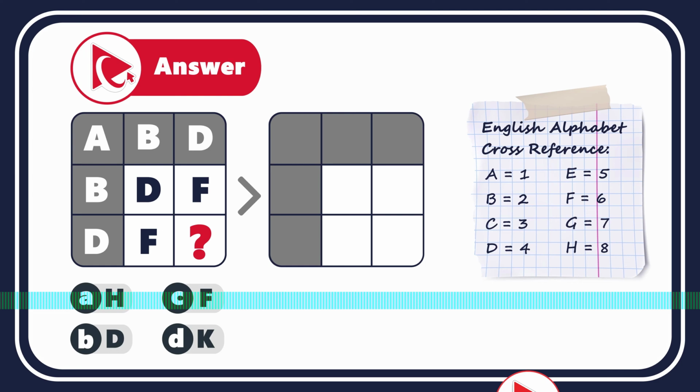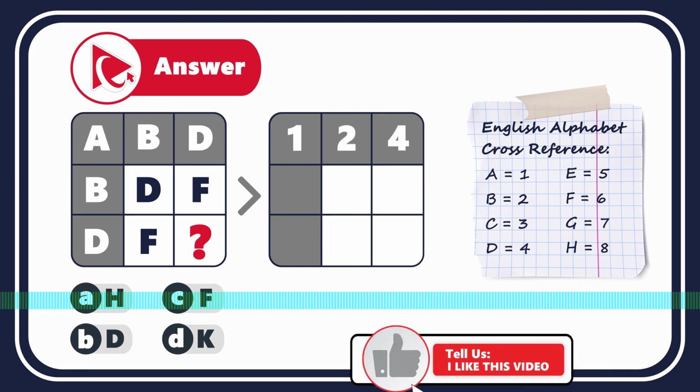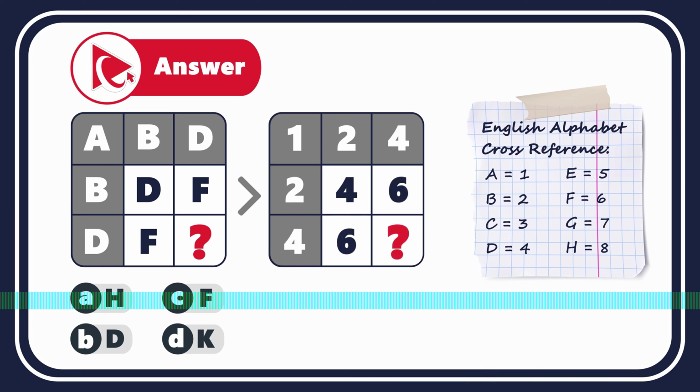So for the first row, the numbers will be 1, 2, and 4. For the second row, the numbers would be 2, 4, and 6. And for the third row, the numbers will be 4 and 6, and then would be the missing number. The next step is to determine what's happening with the numbers and how to calculate the missing number. Remember I gave you a hint?